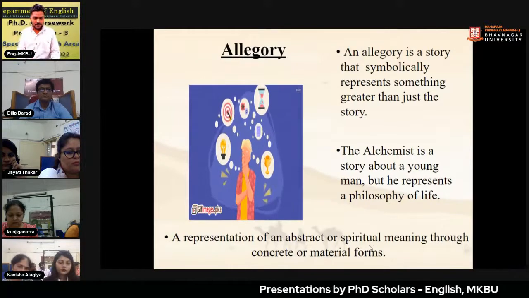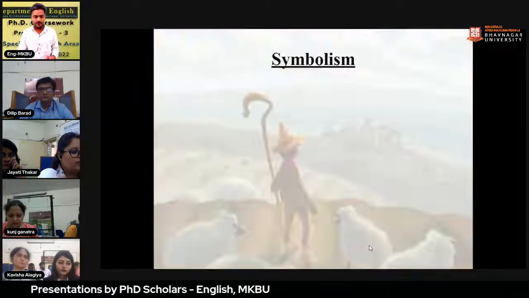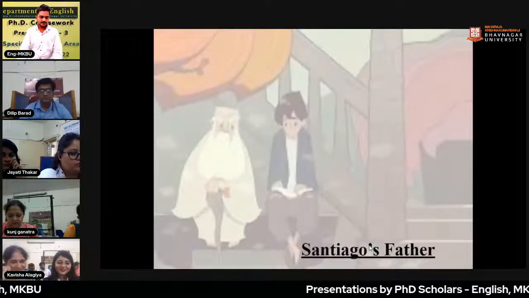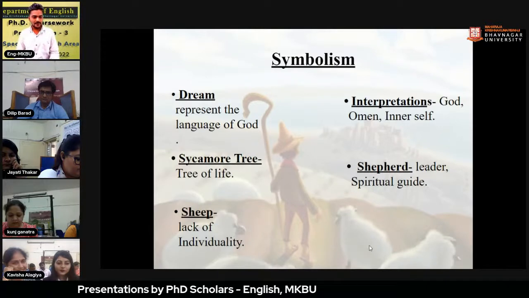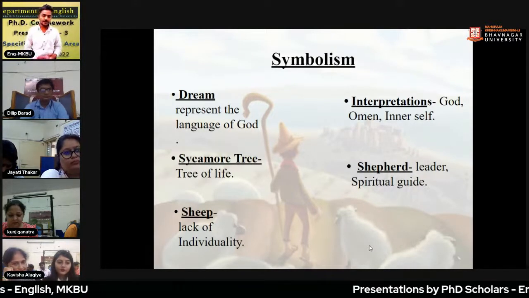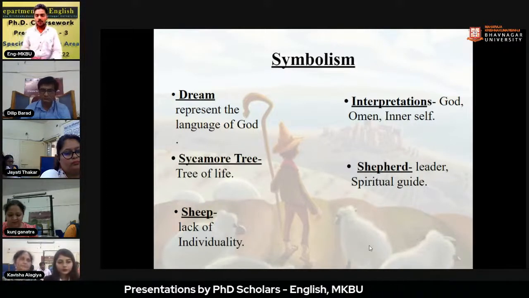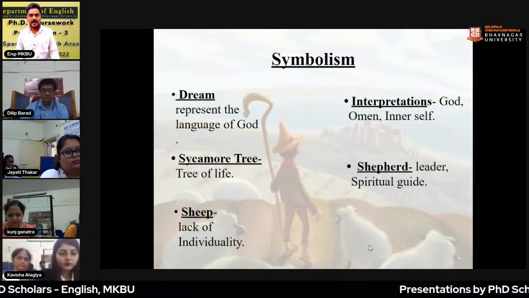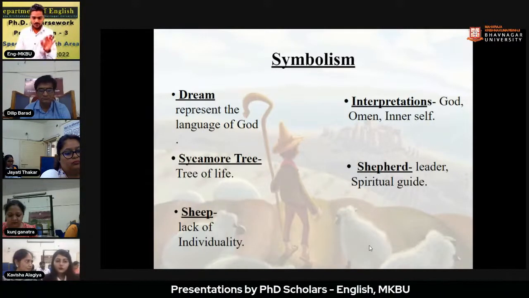Symbolism is a representation of an abstract or spiritual meaning through concrete or material forms. In The Alchemist, there is a symbol of dreams. Dreams represent a language without words. There is another symbol, the sycamore trees, represented as a tree of life. A sheep represents lack of individuality, omens are the interpretation of God, and the shepherd is a leader, a spiritual guide. So these are the symbols that represent spirituality.